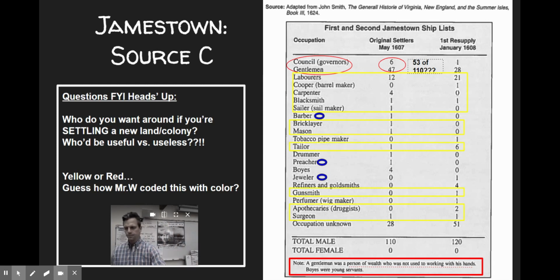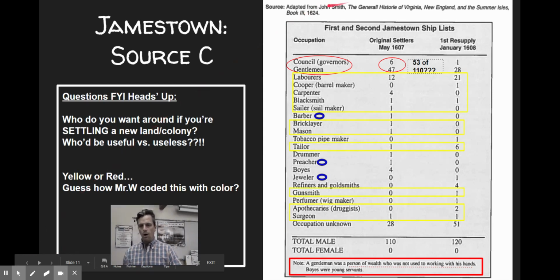Document C. All right, so ladies and gentlemen, this is Jamestown source C. Remember, always start with your source information. We need to know who's telling us something, and is it reliable? So this is adapted from John Smith. You guys should know who John Smith is. Then again, we haven't done the greatest job of reading the textbook.